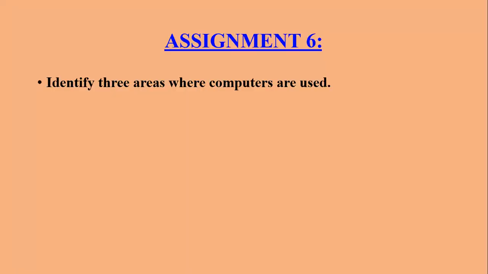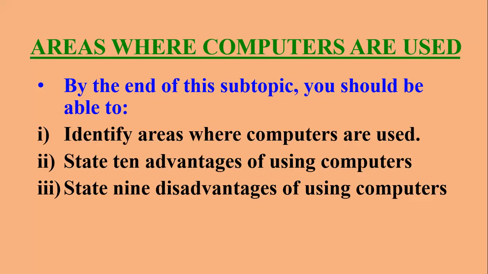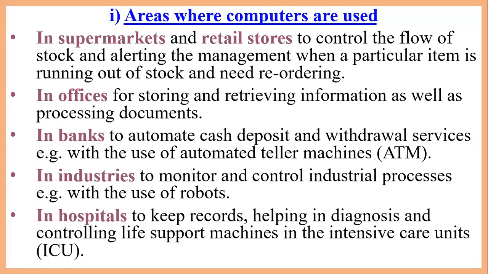This leads us to the next assignment, which is, after having learned about the history of computers, the generation of computers, and how you classify them, which are some of the areas where computers are used? The answer to that question is under this subtopic, which is areas where computers are used. So by the end of this subtopic, you should be able to, number one, identify areas where computers are used. Number two, state 10 advantages of using computers. And you should also be able to state 9 disadvantages of using computers. Let's start with areas where computers are used.